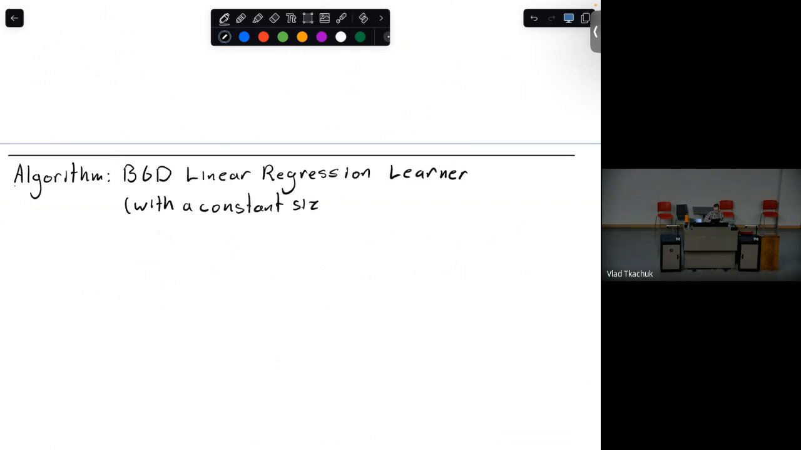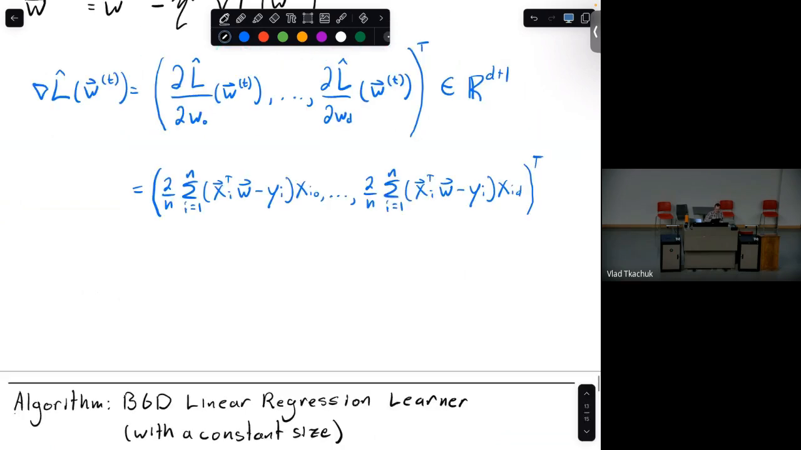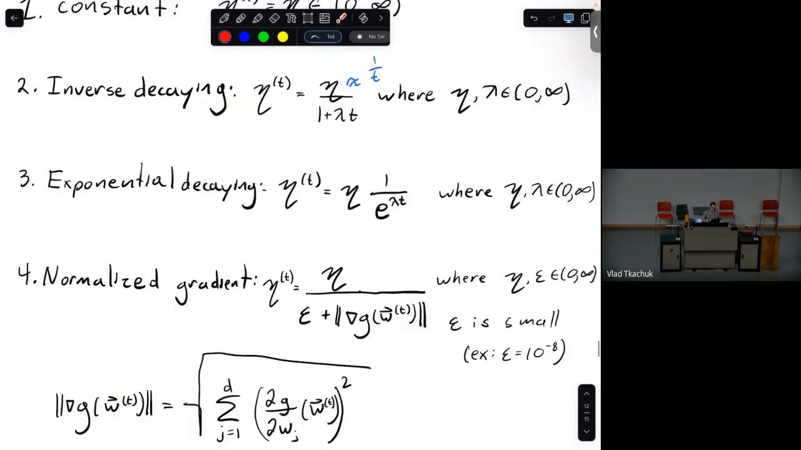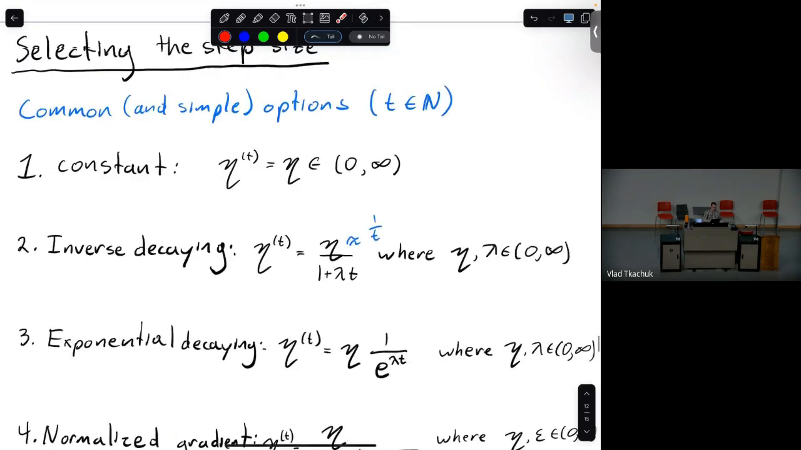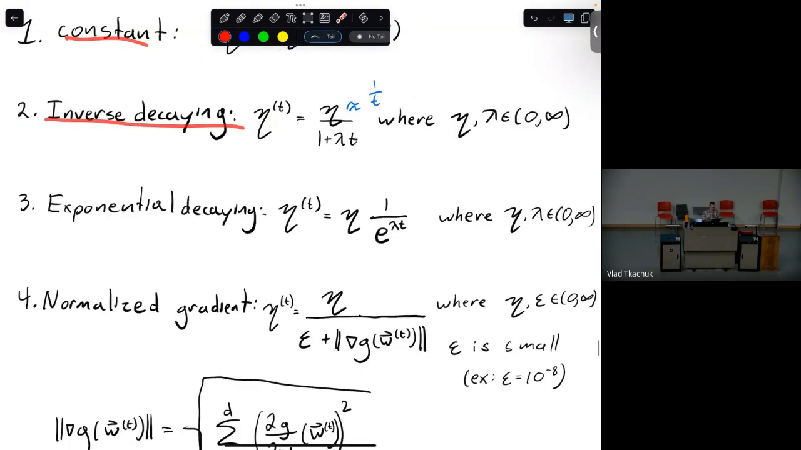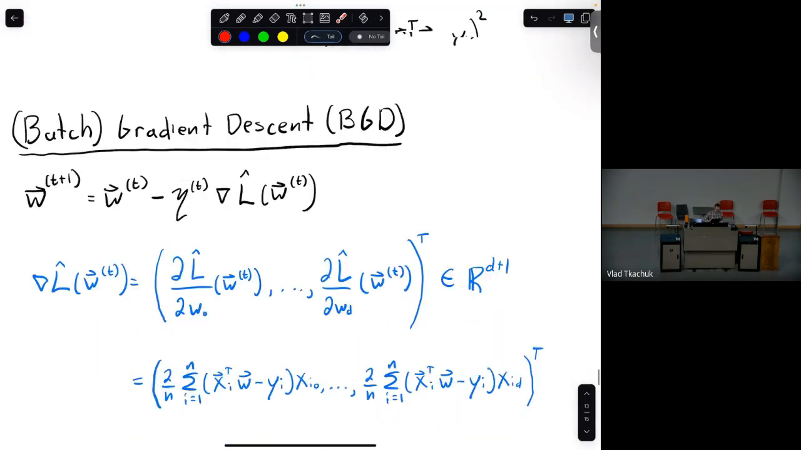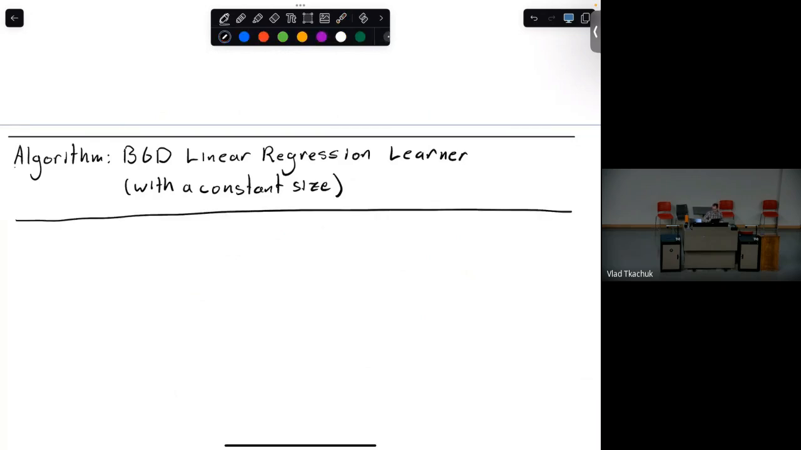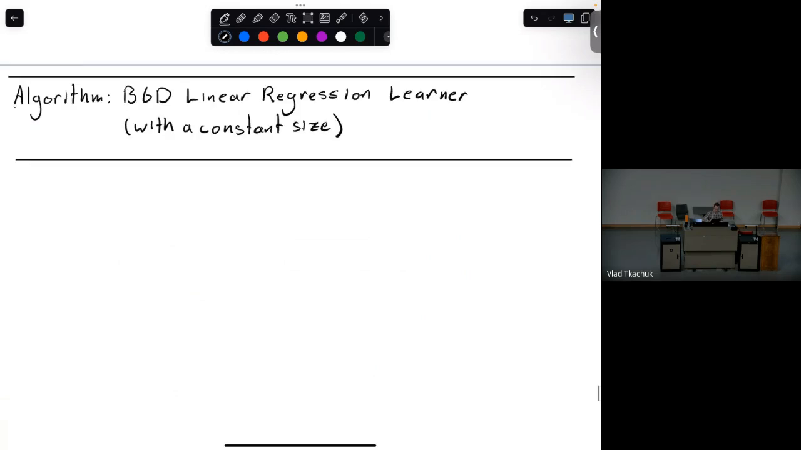But you can imagine, and you will do this in the assignment, that you can apply any one of the step size setting techniques as we described just above here. Remember, there are these 4 different ways to select step sizes: constant, inverse decaying, whatever. You can just plug that into the algorithm however you want. But for simplicity for now, we just use constant. All right, that's the start of the algorithm.